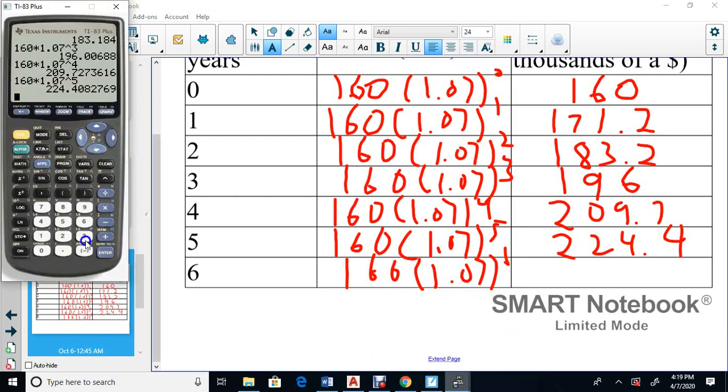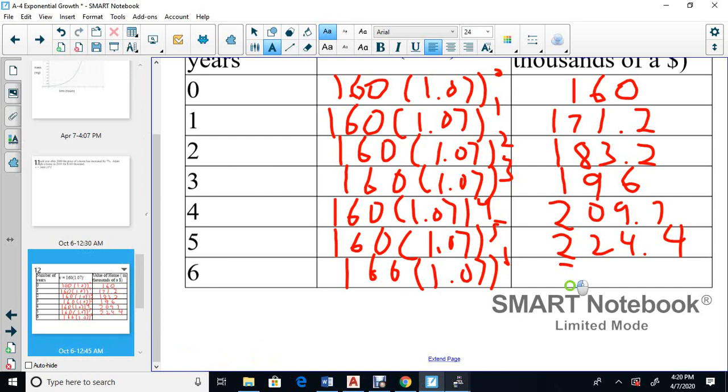So get to the calculator, 160, not 161, times 1.07 to the power of 6. Okay, 240.1. So 240.1. So the highest point on my graph is 240.